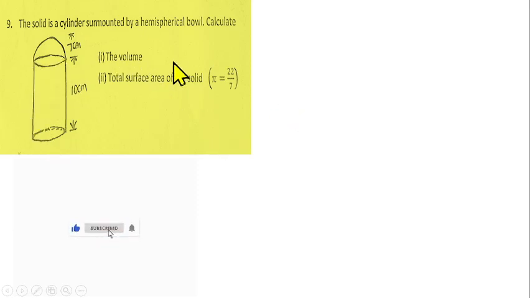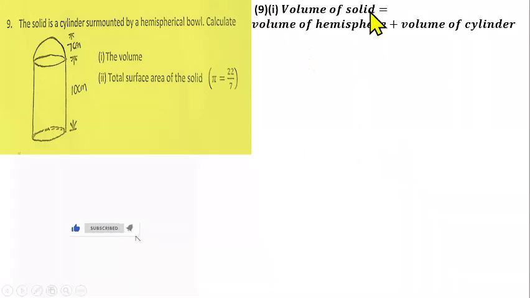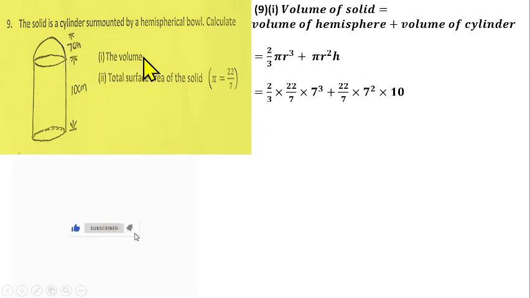How do you find the volume of the solid shape? That will be the volume of the hemisphere plus the volume of the cylinder. The volume of the hemisphere is 2 over 3 pi r cubed, plus the volume of the cylinder, which is pi r squared h. The radius of the hemisphere is 7. Likewise, the radius of the cylinder is 7 as well. So if you substitute this into the formula, our radius is 7.